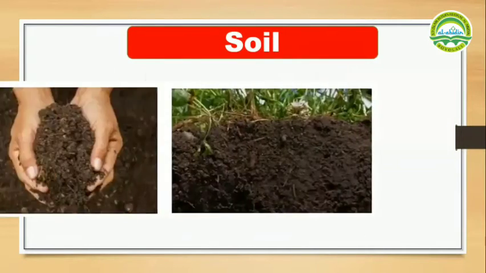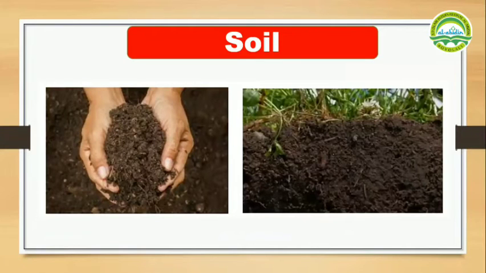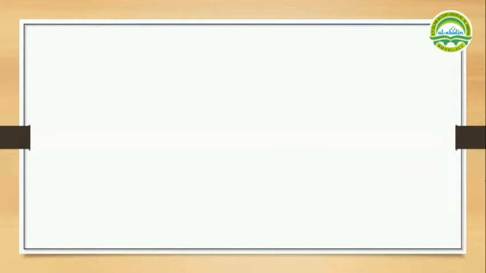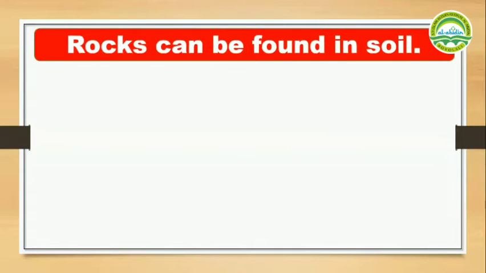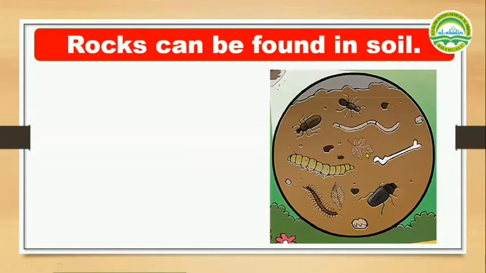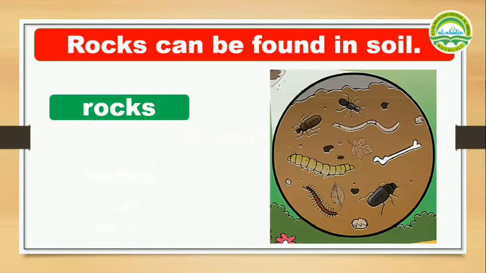Soil. As you know, soil is very important to grow our food. Soil is a natural material, it comes from nature, and you can't change it. So this is the soil and these are the plants. Soil, sand, and rocks are natural materials. Rocks can be found in soil, as you know. We learned rocks in the previous lesson, so rocks are natural materials.